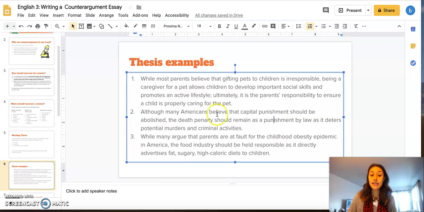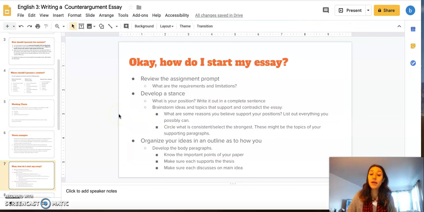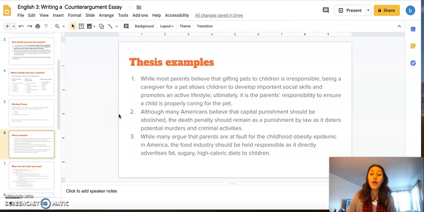Let's look at the second example. Although many Americans believe that capital punishment should be abolished, the death penalty should remain as a punishment by law, as it deters potential murderers and criminal activities. This thesis statement is a little bit more straightforward because it provides a more linear presentation of the argument.